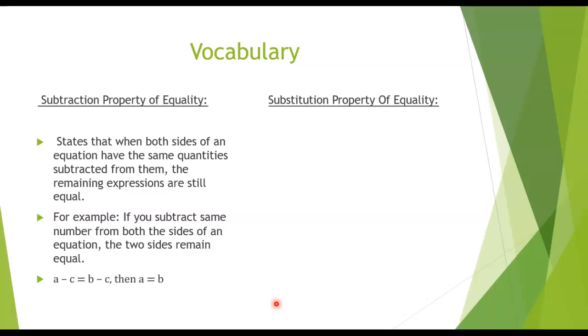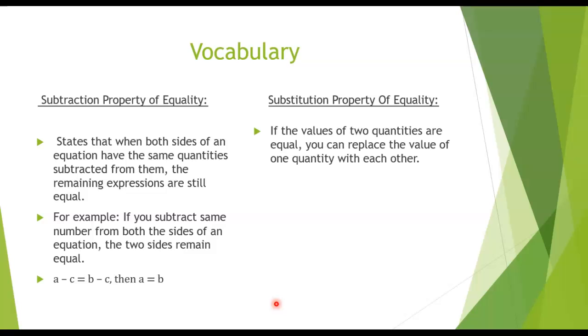The next vocabulary word that we will be using to prove is the substitution property of equality. If the values of two quantities are equal, you can replace the value of one quantity with the other. The best example I can give you that you would understand is money.